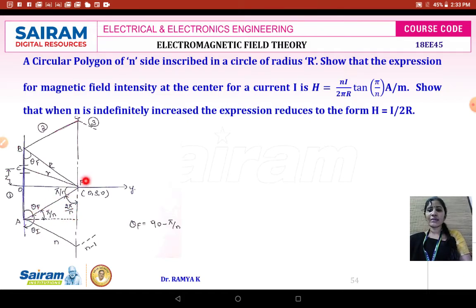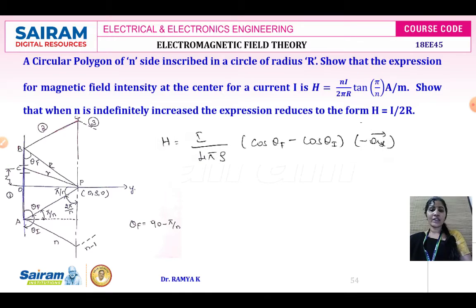So the angle of one equilateral triangle is made as 360 divided by the number of sides. The number of sides we don't know, so we are writing it as 360 divided by n. Therefore, here we will be getting pi divided by n. Therefore, theta f is equal to 90 minus pi by n. The general formula for deriving the expression is H is equal to I divided by 4 pi rho, cos theta f minus cos theta I, into minus aX vector.